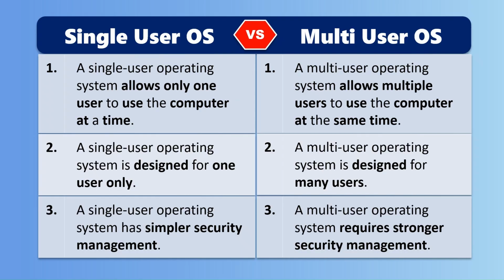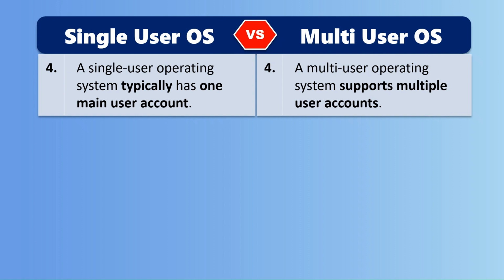A single-user operating system has simpler security management. A multi-user operating system requires stronger security management. A single-user operating system typically has one main user account. A multi-user operating system supports multiple user accounts.